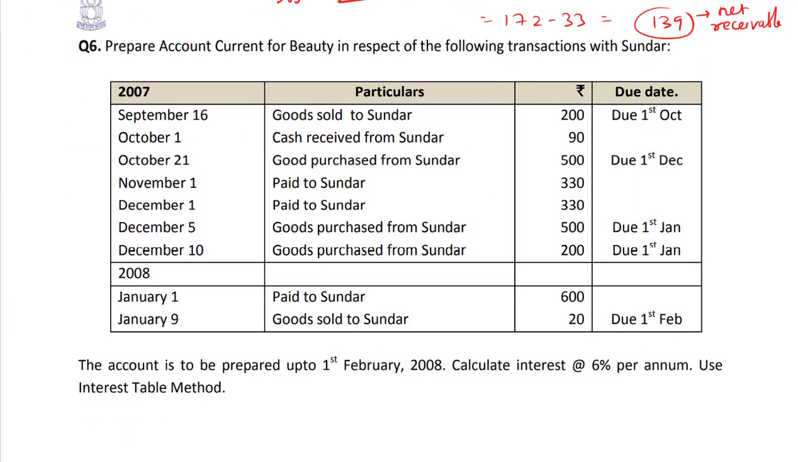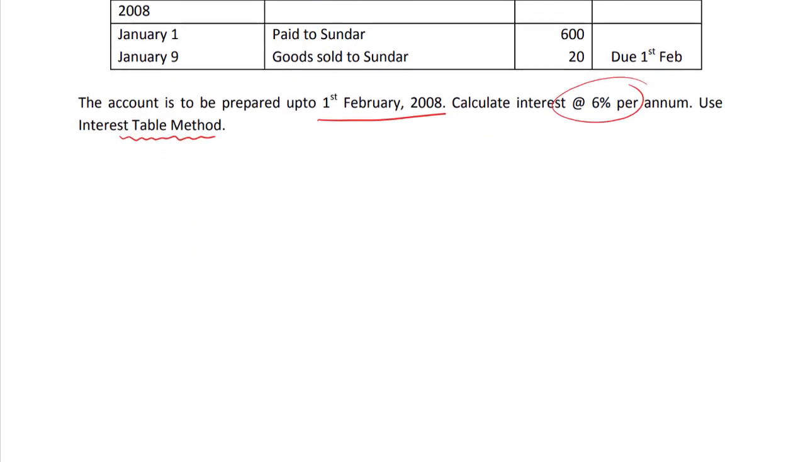Next question, question 6. Prepare account current for Beauty in respect of the following transactions with Sundar. The transactions are given over here, 2007 and 2008. The account is to be prepared up to 1st February 2008. Calculate interest at the rate of 6% per annum. Use interest table method. Let us do it quickly.